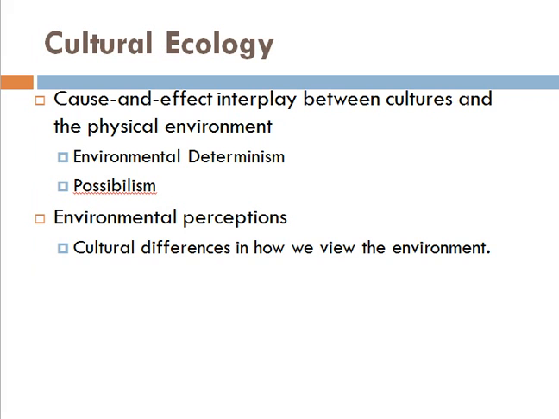The other major topic is cultural ecology. And this is that human physical interaction. It's the discussion of how people adapt their culture, and how culture influences how people live in the world. And there are a couple of theories or belief systems about cultural ecology. One is environmental determinism, the other is possibilism. So take a look at both of those. They're pretty well described in the book.